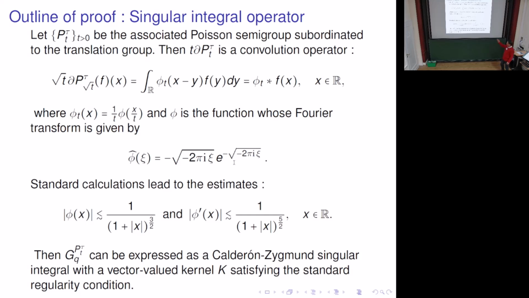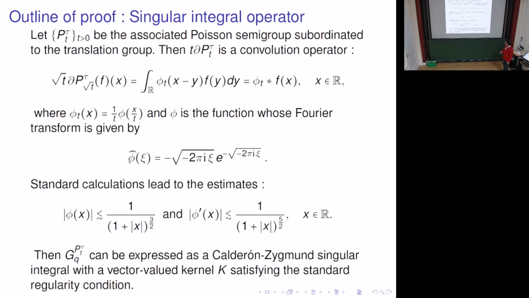From this you can see that our Q-variant of this square function can be expressed as a Calderón-Zygmund singular linear operator, but with a vector-valued kernel K. K is given by this function phi, which is now vector-valued, and K satisfies the usual standard regularity conditions. So this is a very good CZ operator. Then we can use tools from harmonic analysis.